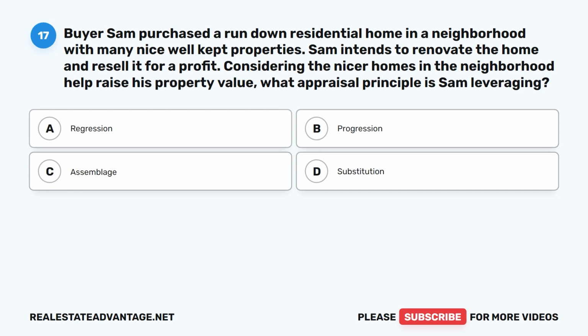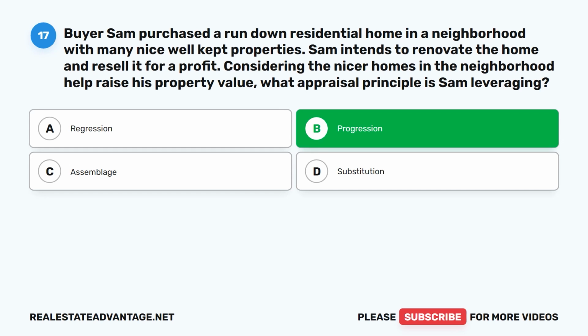Question 17. Buyer Sam purchased a rundown residential home in a neighborhood with many nice, well-kept properties. Sam intends to renovate the home and resell it for a profit. Considering the nicer homes in the neighborhood help raise his property value, what appraisal principle is Sam leveraging? A. Regression. B. Progression. C. Assemblage. D. Substitution. The correct answer is B.